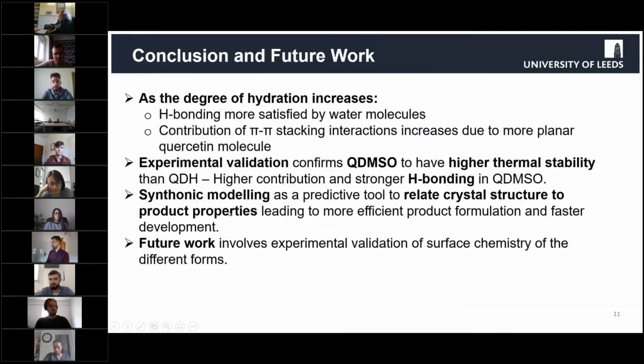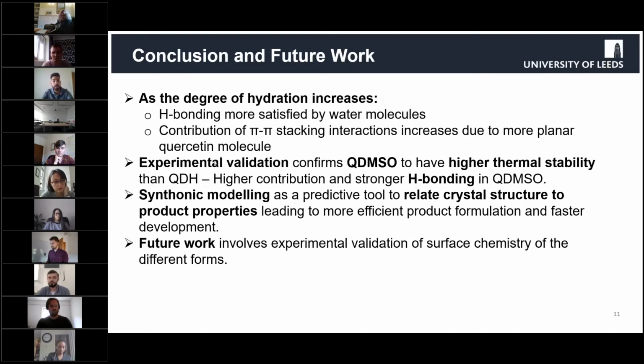So in conclusion, we can say that hydrogen bonding is observed in all structures, and it is probably the first interaction to be satisfied during crystallization. And as the degree of hydration increases, this hydrogen bonding is preferentially satisfied by interaction with water molecules. And this leaves the quercetin molecules more planar to form pi-pi stacking interactions, for which the contribution also increases with increasing degree of hydration. And experimental validation has shown that the DMSO solvate has a higher thermal stability compared to the other thermodynamically stable form, the dihydrate, and this was explained because of the higher contribution and stronger hydrogen bonding in that form.